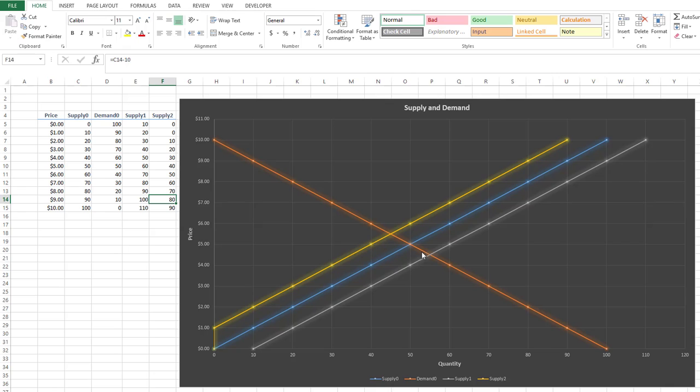For expectations, if sellers expect prices to increase in the future, sellers might decrease the quantity that they supply now in order to be able to supply more later. And I'm sure you can think of more supply shifters, but those are the main ones that we talk about in school.